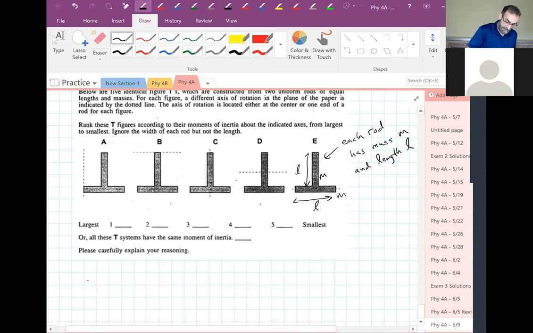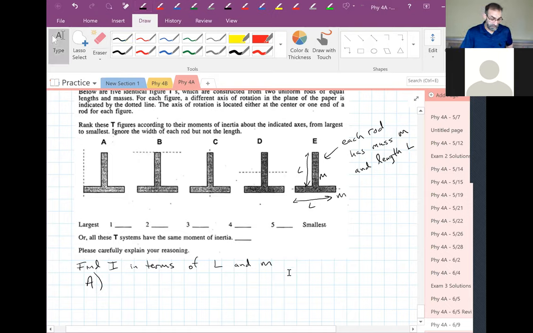All right, let's do A. Find I in terms of L and M. Actually, I'm going to use capital L for the length. There's no angular momentum here, I don't think, so we won't get confused. Or do I use angular momentum at some point? I don't think I use angular momentum. Okay. A, find I, rotational inertia in case A.